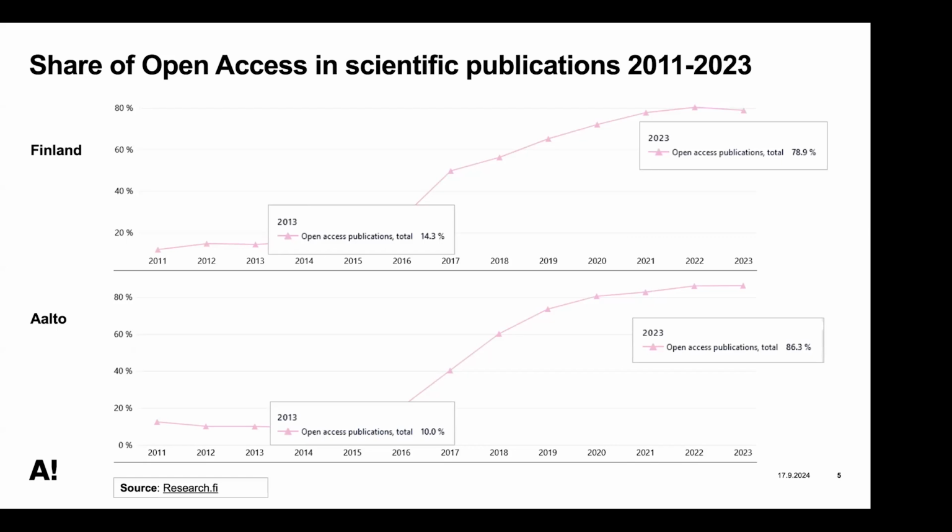As you can see from these figures, the share of scientific open access articles has increased significantly over the past 10 years. In 2013, only 14% of scientific articles in Finland were open access, while in 2023, nearly 79% were openly available, which is quite a remarkable change. At Aalto University, the change has been even more dramatic, with the proportion of open access articles rising from 10% in 2013 to 86% in 2023.